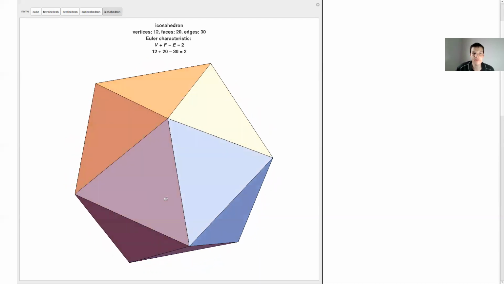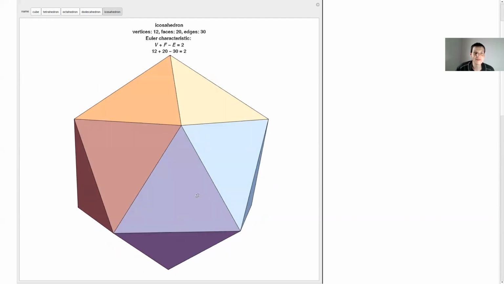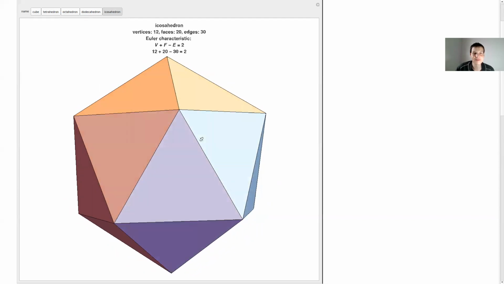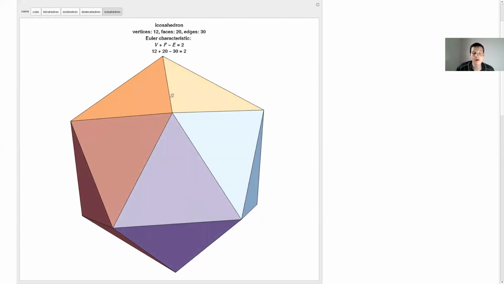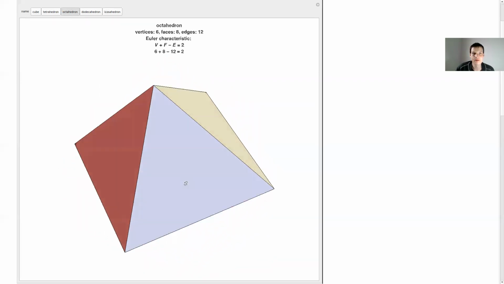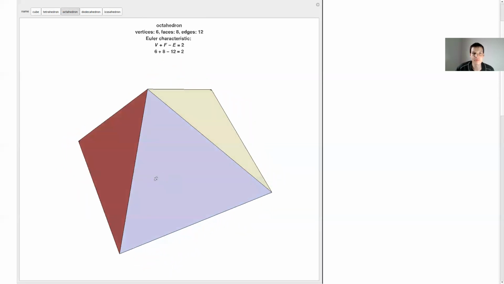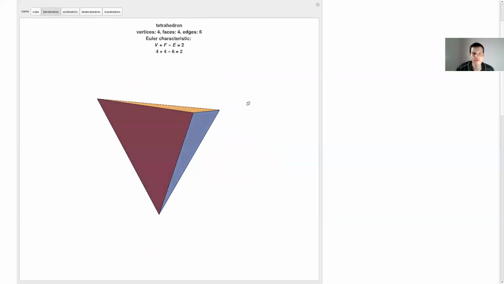You can do the count for the icosahedron. That's a 20-sided dice if you like to play something like D&D. You know those things. Each face is a triangle. 5 triangles meet at one point, and so on. But you do the count, you get 2. Same for the octahedron. The octahedron is this double pyramid thing. So a pyramid on top and a pyramid on the bottom. Same for the tetrahedron that I already showed you. It's again V minus E plus F equals 2, and same for the cube.